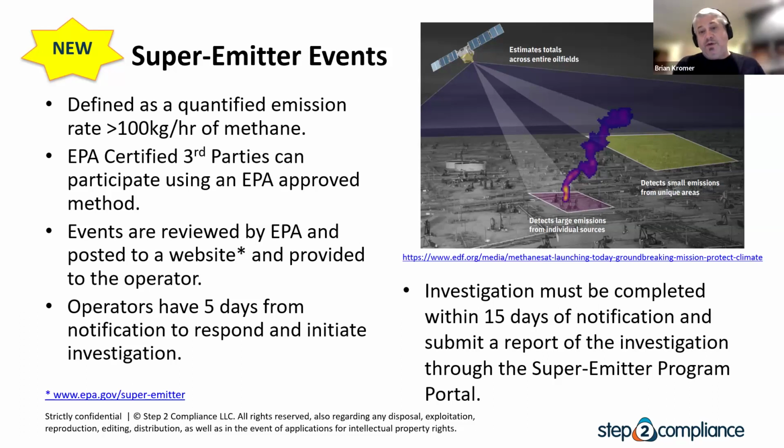And so although, yeah, go ahead, Mark. It looks like from the picture they're saying, hey, we can detect large emissions, i.e. super emitters, from individual sources. And so their implication is not only saying, hey, we found a 100 kilogram or more methane leak on this site, but it actually came from, let's say, an unlit flare or something like that.